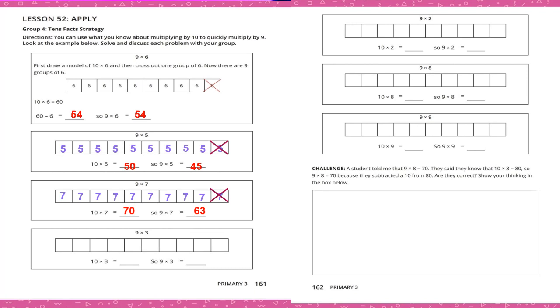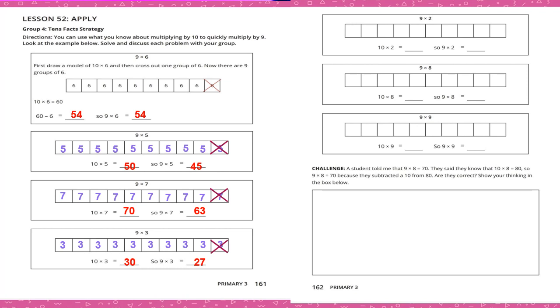9 times 4. Sorry, 9 times 3. We will use table 10 to get this result. 10 times 3, it means 3 repeated 10 times. 10 times 3 equals 30. And you should cancel one group of 3. It means 30 minus 3 equals 27.